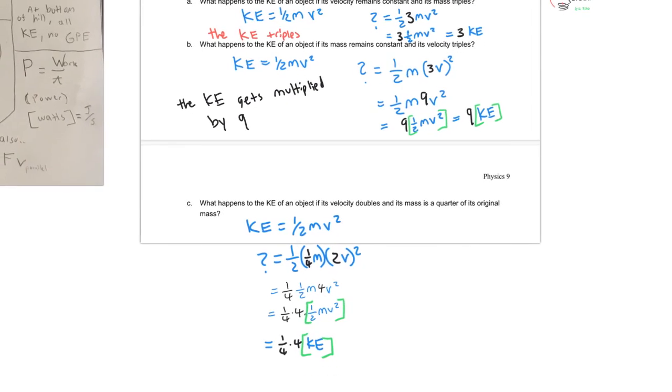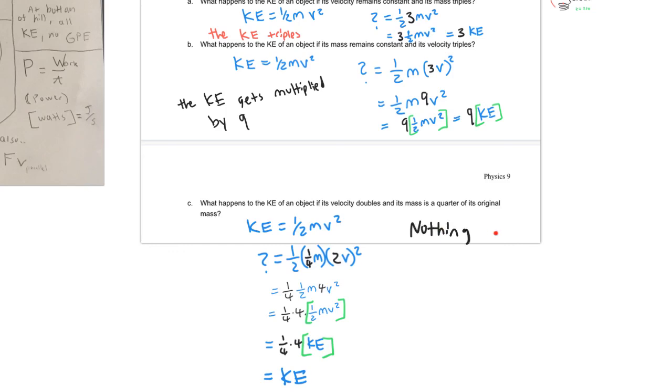So what happens? Well, this happens. But what is this? What is 4 times 1/4? 4 times 1/4 is just 1. So you know what we get at the end of all that? At the end of all that, we are left with KE. So when they ask what happens to KE if the velocity doubles and its mass is a quarter of what it used to be, what happens? Nothing. Okay? The KE remains the same.